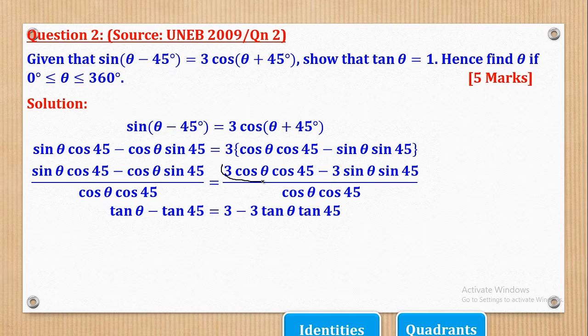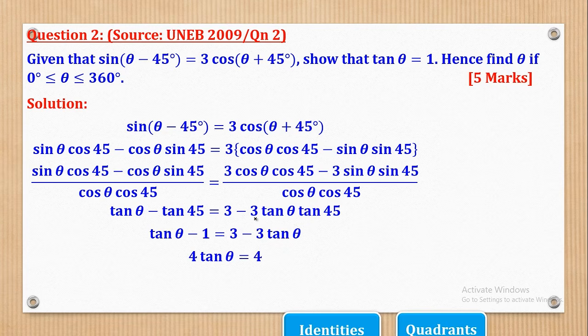Then this one divide by this, you realize that this and this cancels and this cancels, so you remain with only 3, which is there. Then lastly, this one divide by this one, you realize that sine over cos gives you tan theta and also sine over cos gives you tan 45. So after that I will make tan theta the subject. So remember tan 45 is positive 1, so that's why there is positive 1 here and positive 1 there.